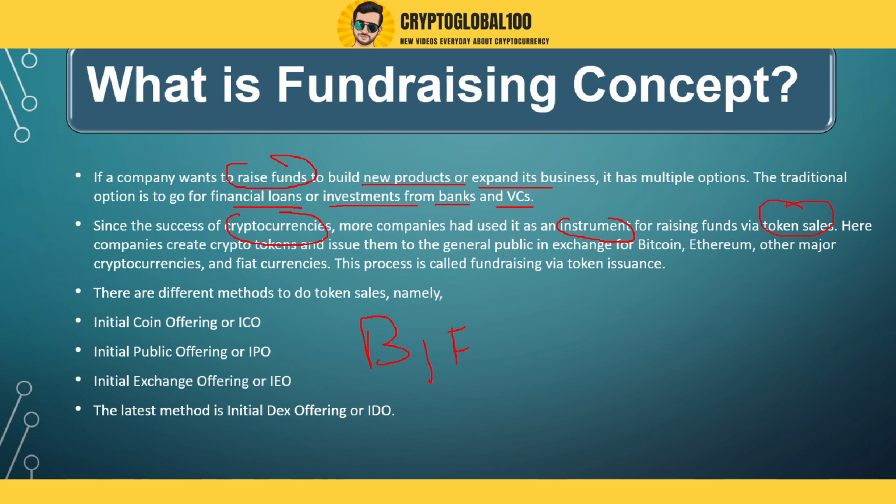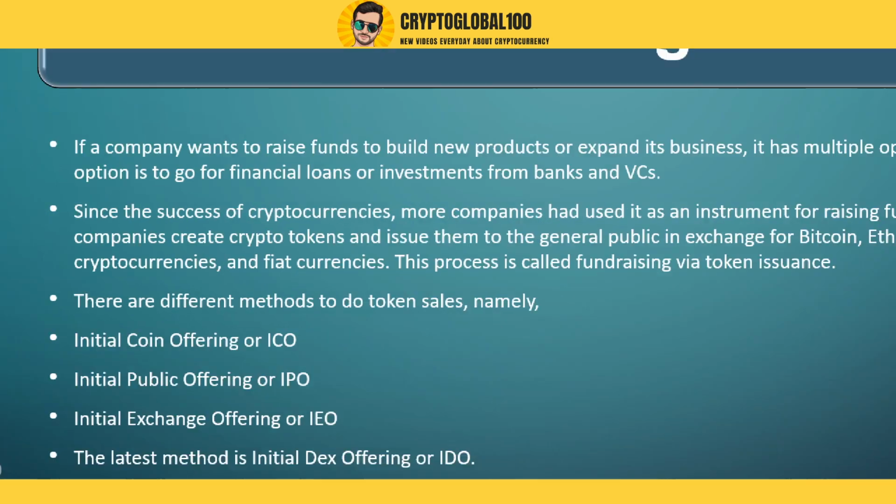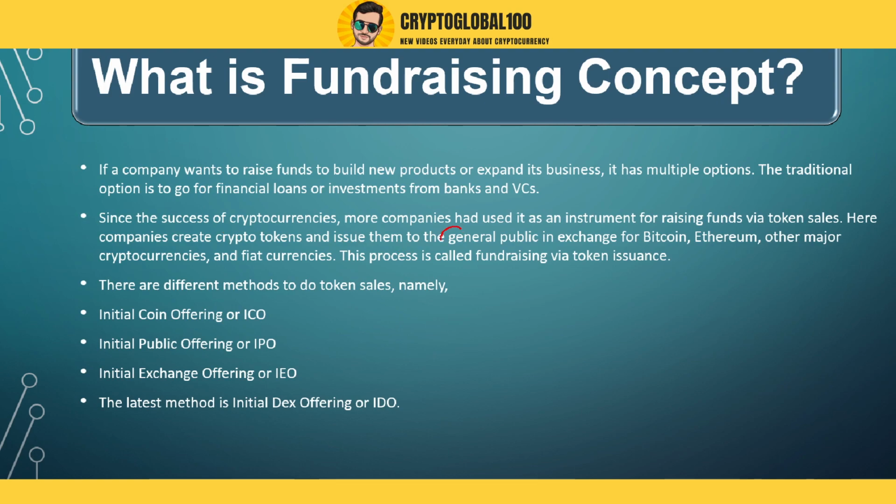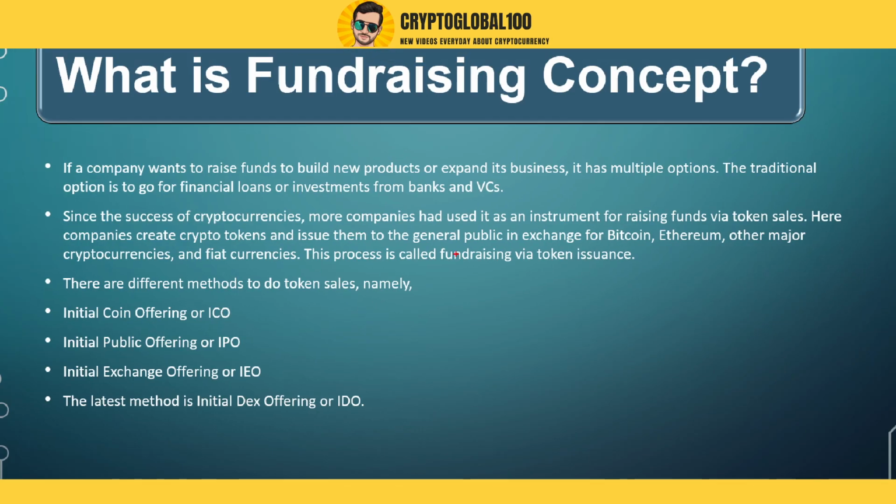Back in 2016-17, the first fundraising concept started with ICOs, and I will cover that topic later. So what do companies do? They create crypto tokens and issue them to the general public on an exchange, so that people buy these coins in exchange for Bitcoin, Ethereum and other major cryptocurrencies. This process is called fundraising via token issuance.